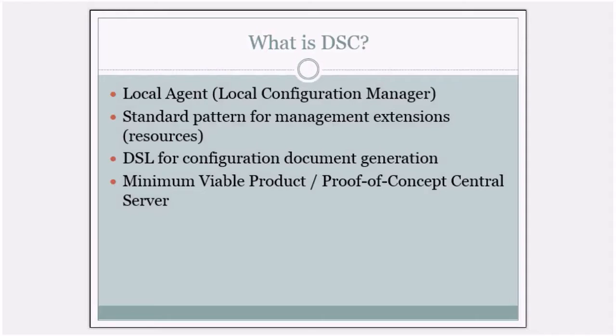And then the final component is this minimum viable product, or proof of concept style central server called the pull server. Basically, it's a REST endpoint that serves files, and that's pretty much about it. There's a basic compliance endpoint, but it's really there to serve up those configuration documents, so you can basically prove that this thing works and get a minimal implementation up and running. We'll look later at some of the things that might be missing from that, and what you might want to look for in a full solution.